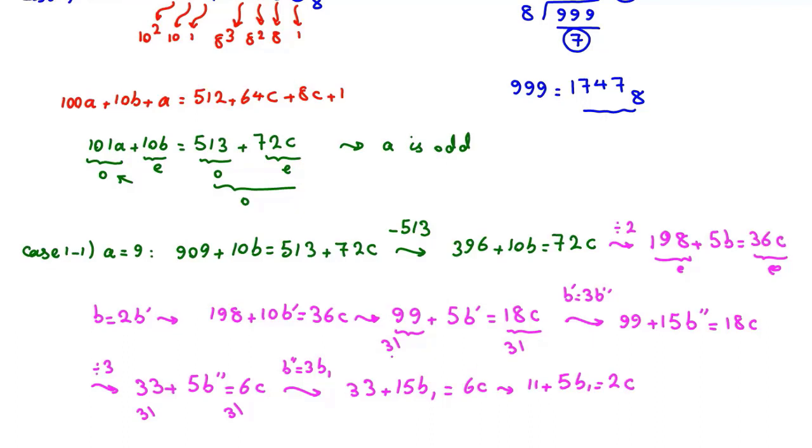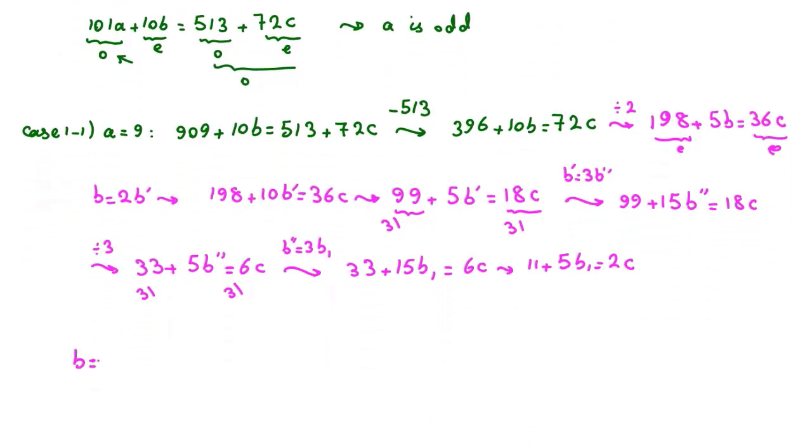So let's just review the things we reached. B was 2b prime. B prime was 3b double prime, so b is 6b double prime. B double prime was 3b1, so b is 18b1.